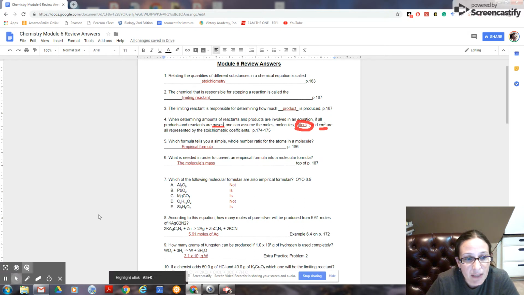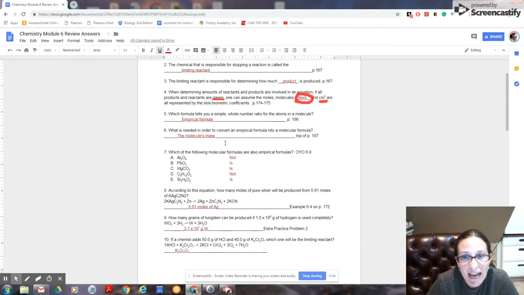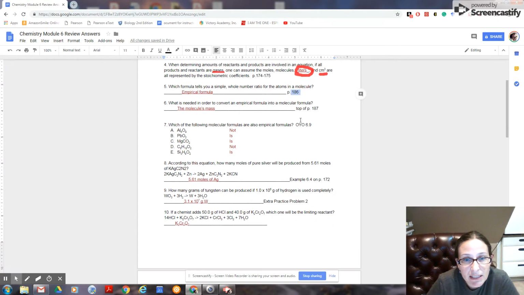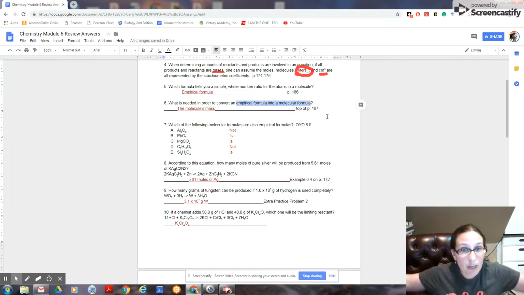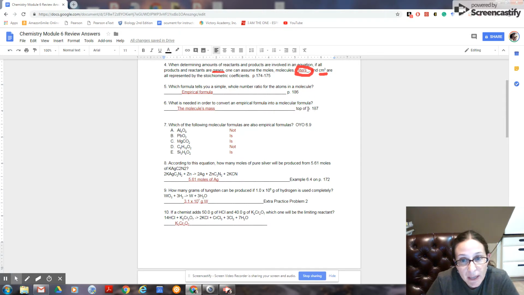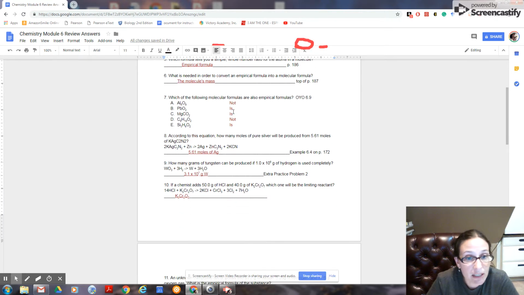Number 5 is which formula tells you a simple whole number ratio for the atoms in a molecule. Simple whole number ratio for atoms means empirical formula, and that was on page 186. What is needed in order to convert an empirical formula into a molecular formula? So we're going to go from empirical into a bigger molecular formula, and this was not very obvious, but if you read it closely in the text on page 187, it did tell you that what you needed was the molecule's mass, and we're going to do a problem like that in just a minute.